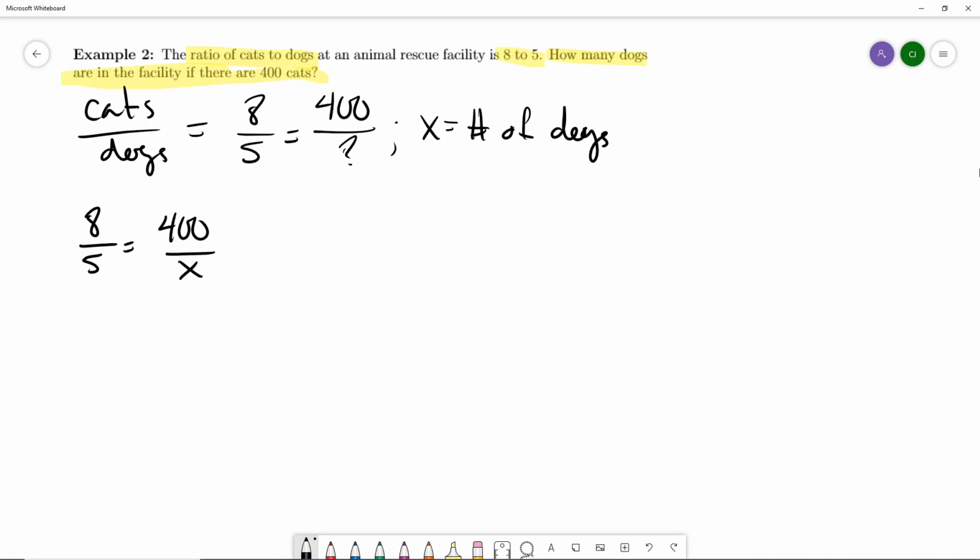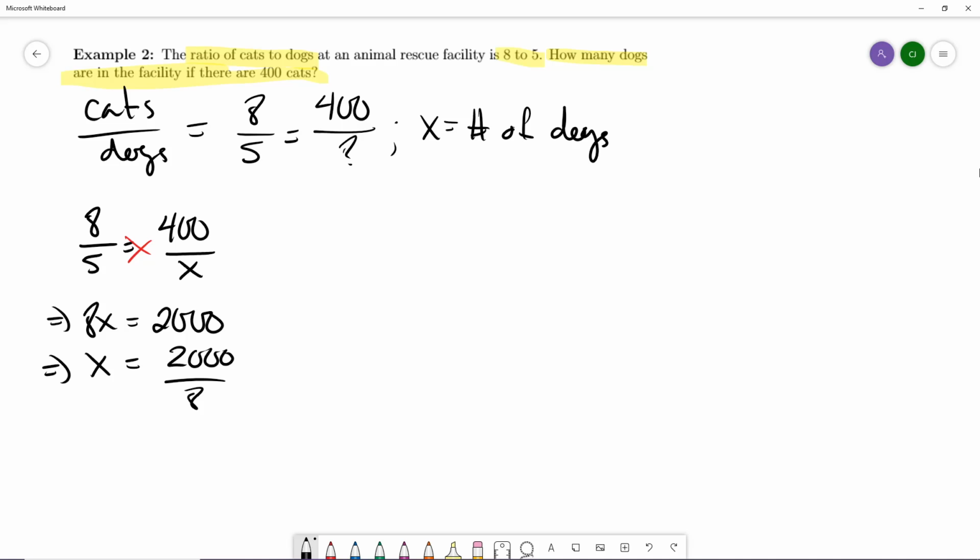And then we're going to solve. In this case, because x is in the denominator, I'm going to do the cross method. So what does that give me? This gives me 8x is equal to 5 times 400, which is 2,000. We're going to divide both sides by 8. So then I get x is equal to 2,000 over 8.